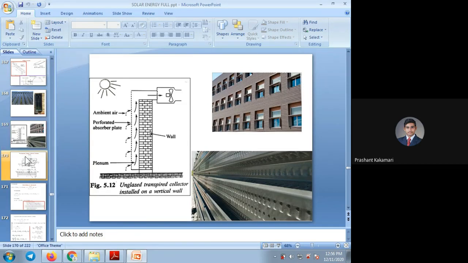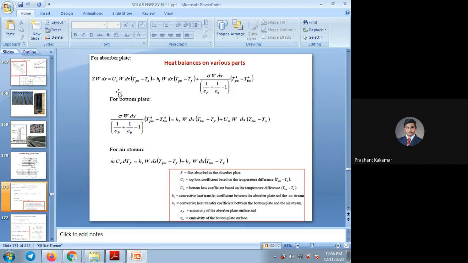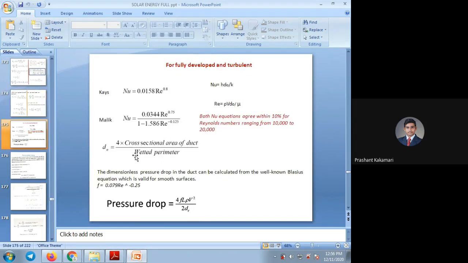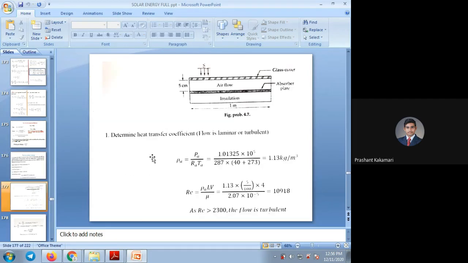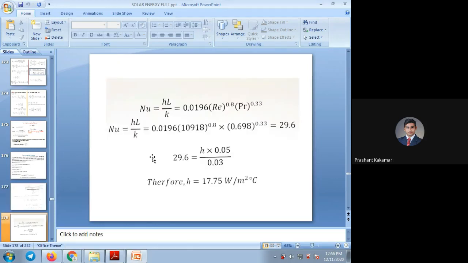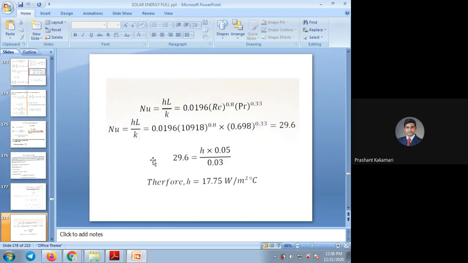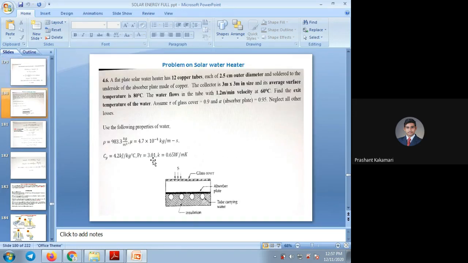Is that clear? Then in the syllabus we have one derivation on aerators: to write the equations of heat balance on the absorber plate, bottom plate, and air plate. These heat balance equations. Then problems on aerator. I have taken very simple problems. These are nothing but your heat transfer subject itself, nothing more than that. Given some heat transfer data, if you refer, you will come to know how they have solved these problems. Okay.